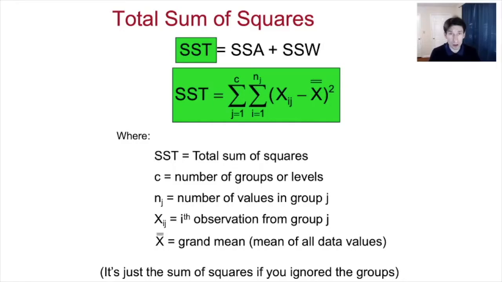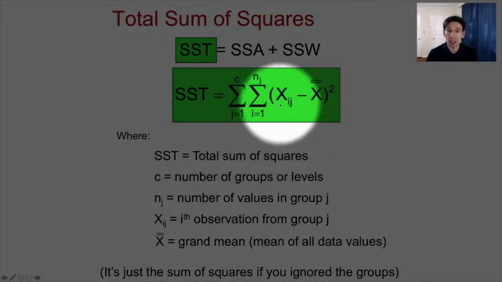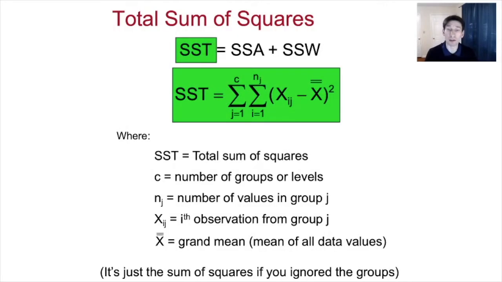Now wait a second. You might say that this just sounds like the regular sum of squares. It's the sum of squares for all of your observations compared to the mean of all of the observations. And you would be right. That's exactly what it is. This is simply the regular sum of squares. We just had to introduce these new notations because now we're thinking about different groups. But it is calculated exactly the same way.